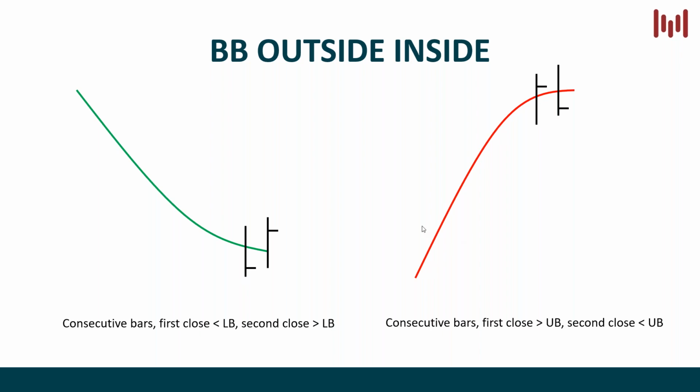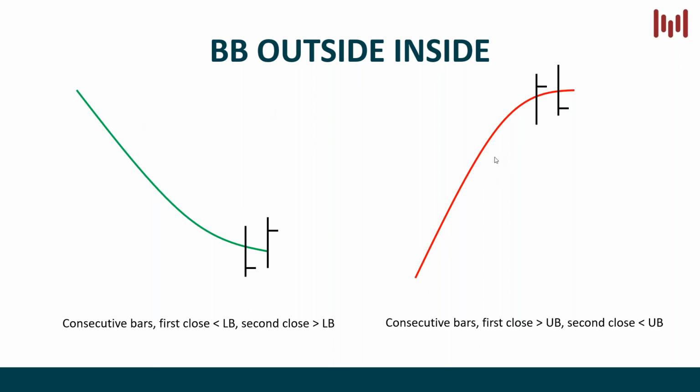What I've got on the right is just the opposite. For a short signal, the upper band is going up, which means the previous trend is very clearly up. I've got a close outside the upper band on the day prior, and I've got a close inside the upper band on the next day. So again, consecutive bars, outside and inside relative to the upper band this time, not relative to the lower band. Why? Because we're looking at a sell signal here. This was a buy signal.